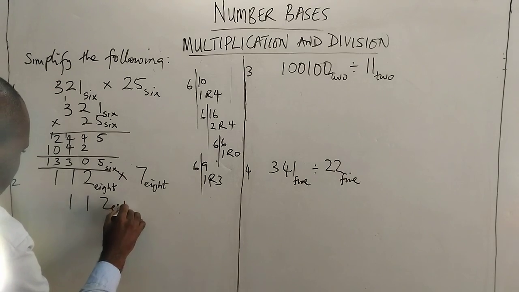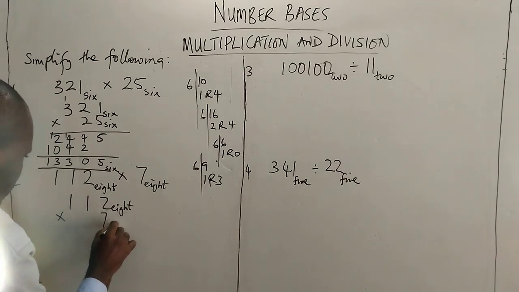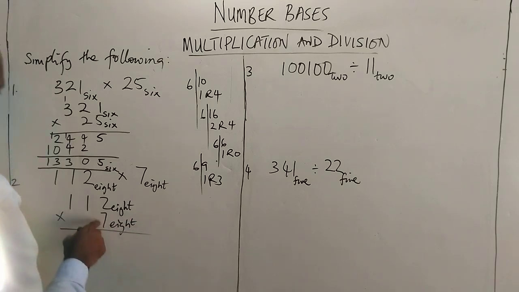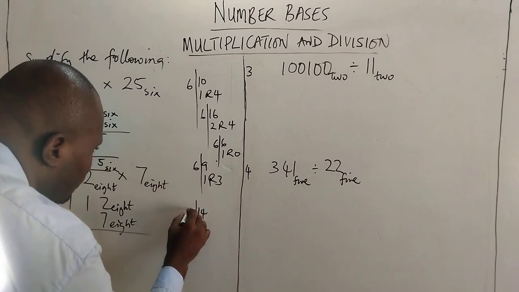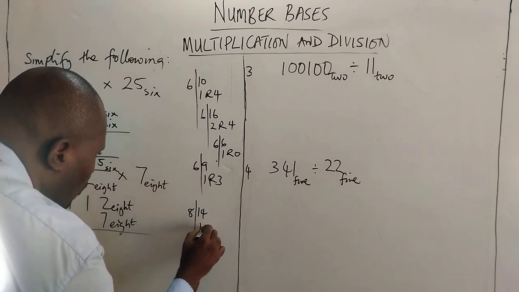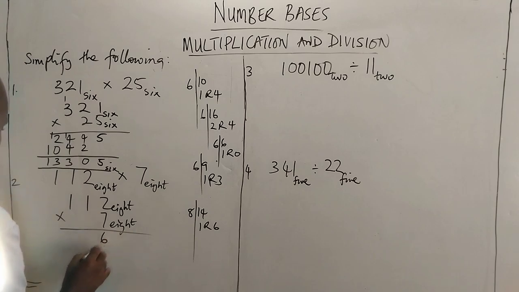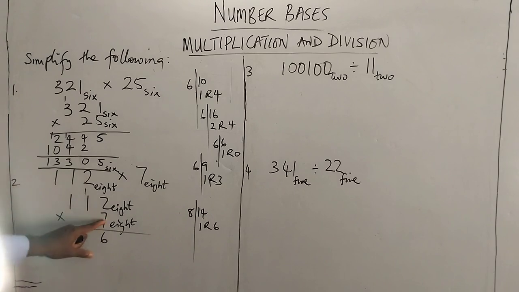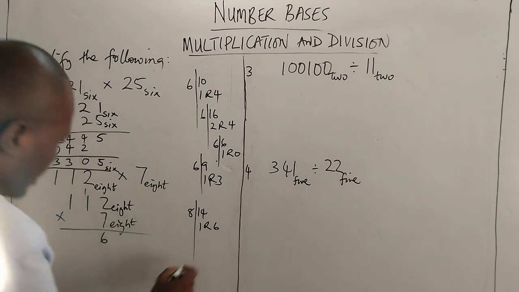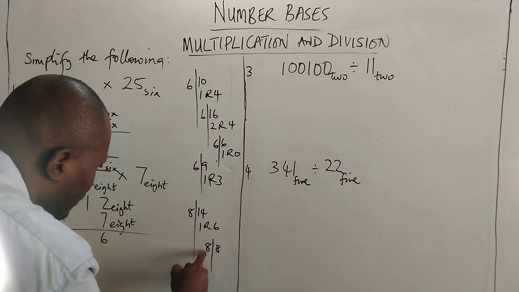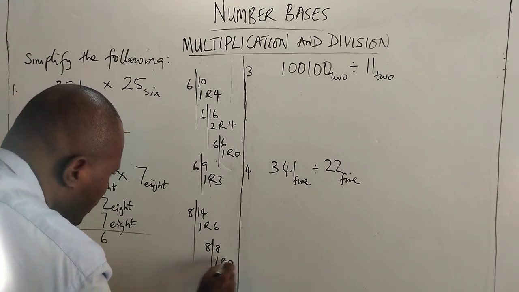To the second question, we have 112 base 8 times 7 base 8. 7 times 2 will give you 14. 14 is not allowed in base 8. You divide it. That will give you 1 remainder 6. You write the remainder down, carry the quotient to the next line. Now, 7 times 1 will give you 7 plus 1, 8. 8 is not allowed in base 8. You divide again. 8 divided by 8 will give you 1 remainder 0.